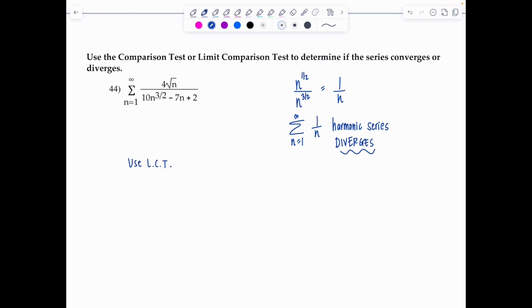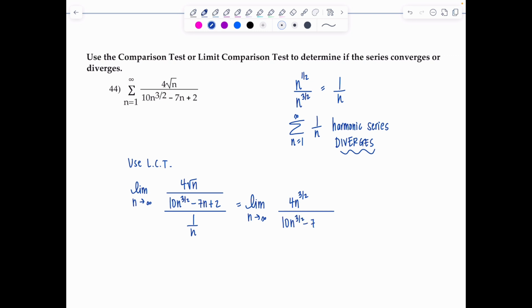So we're going to take the limit as n goes to infinity of the terms of our series, 4 rad n over 10n to the 3 halves minus 7n plus 2, over 1 over n. Okay. This will flip up. So I'm going to multiply by n. So then I have 4n to the 3 halves in the top, right? So limit n goes to infinity, 4n to the 3 halves over 10n to the 3 halves minus 7n plus 2.